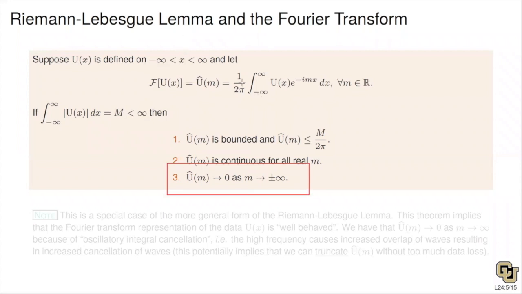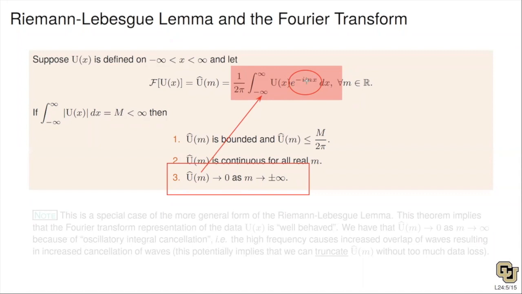Here, u hat of m is this integral. As m goes to infinity, you should think of e to the minus imx as a wave. When we say this goes to 0, we're saying that when you integrate, the area above and below the x-axis cancel out. So this third statement is exactly the statement regarding oscillatory cancellation. Remember, u hat of m is really this integral that's disguised. And what's this integral? It's a function times some oscillating term.